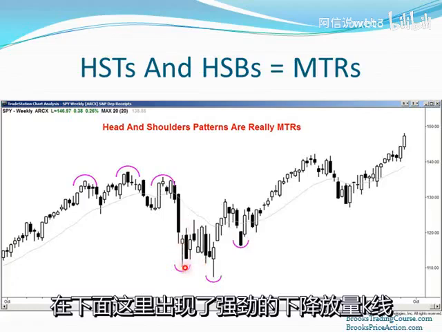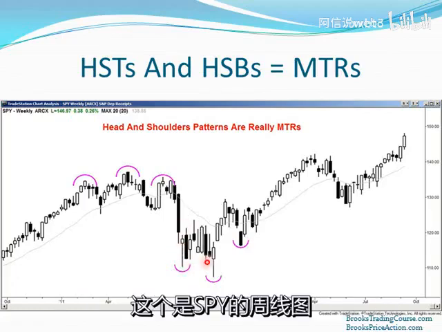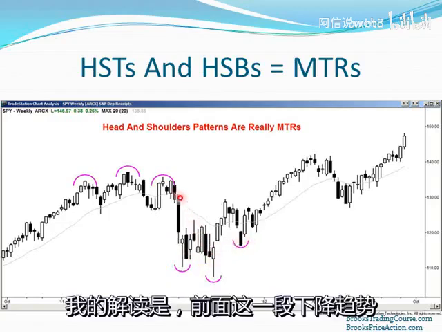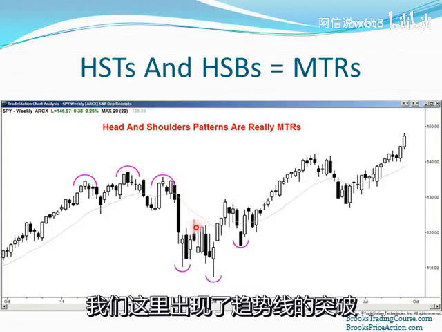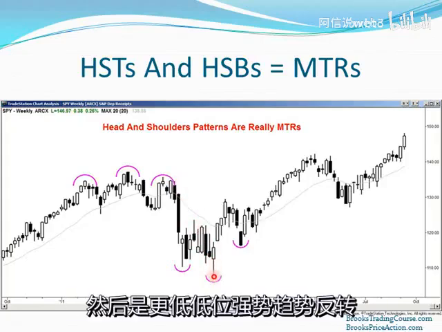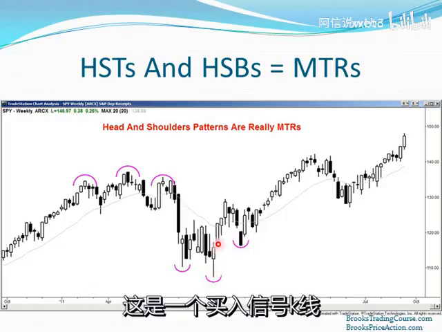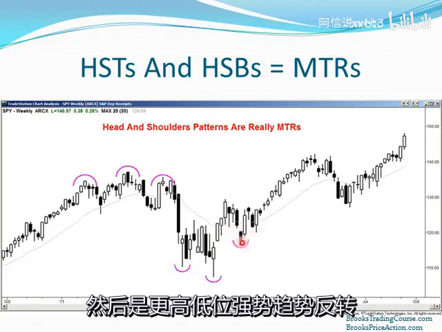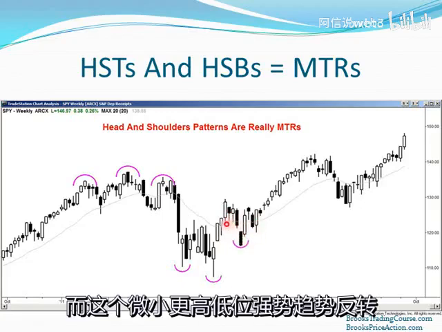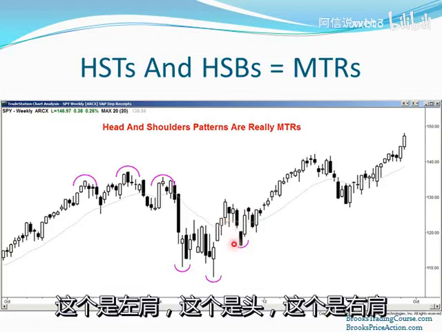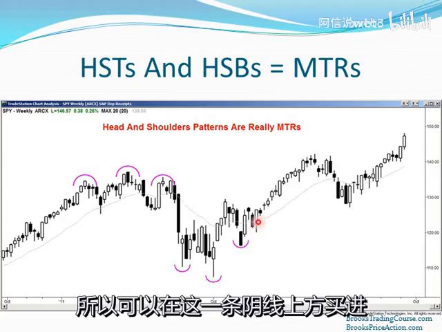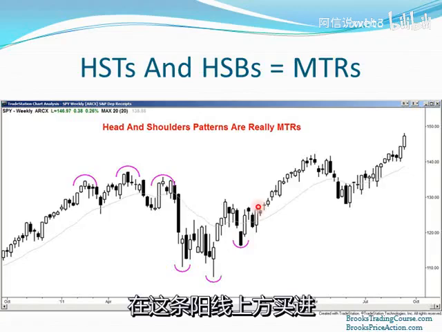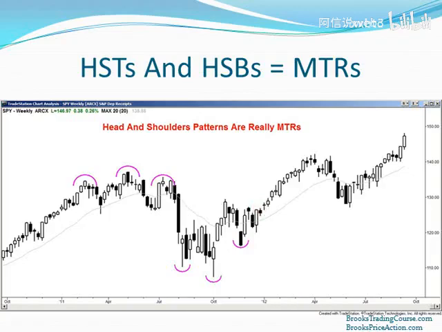At the bottom, we have a strong bear spike. This is the weekly spider chart, by the way, and a potential head and shoulders bottom. I would view this as a bear trend, trend line break, and a lower low major trend reversal with a very strong buy signal bar and a very strong bull spike, and then a higher low major trend reversal. And this higher low major trend reversal has a small head and shoulders bottom, a left shoulder here, a head here, and a right shoulder here.